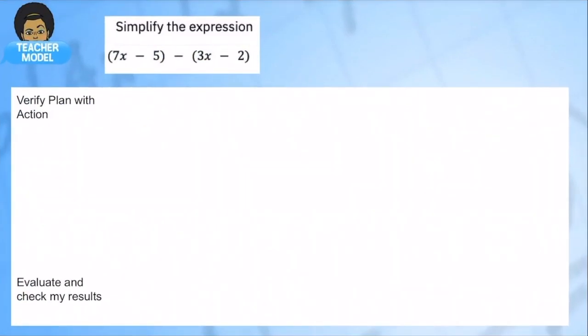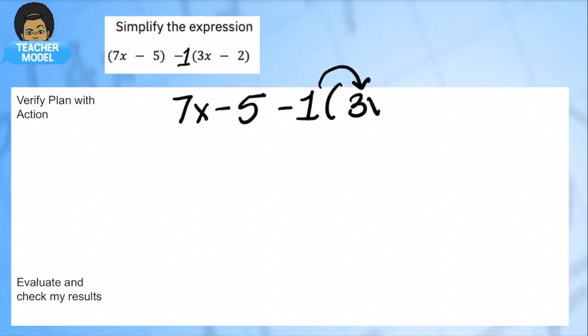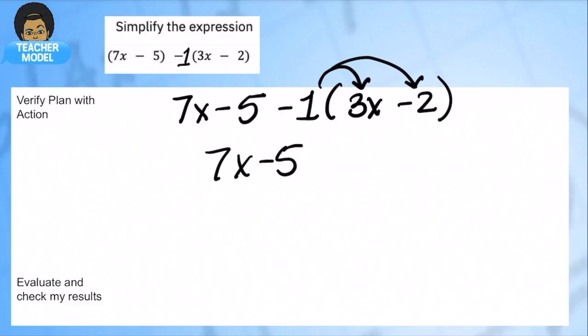I love distributing, and when we see this negative on the outside, we're just going to put a -1 there and it's invisible. So the first terms are pretty easy. It's just going to be 7x minus 5, but let's distribute that -1. So what is -1 times 3x and -1 times -2? -1 times 3x would just be -3x, and -1 times -2 would just be a +2. So that's our first step, was just to distribute.